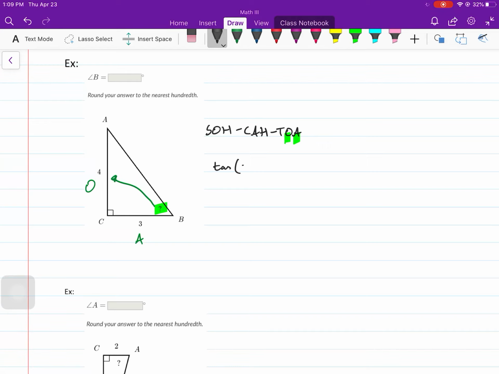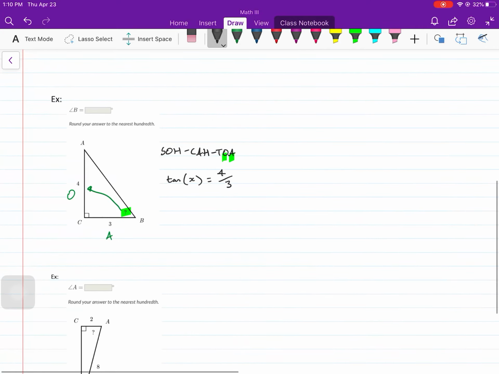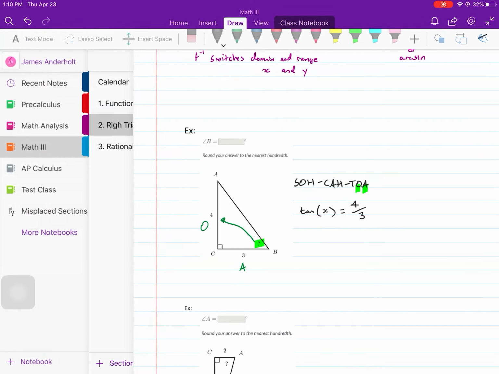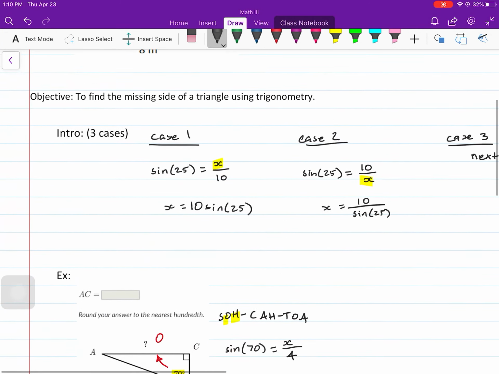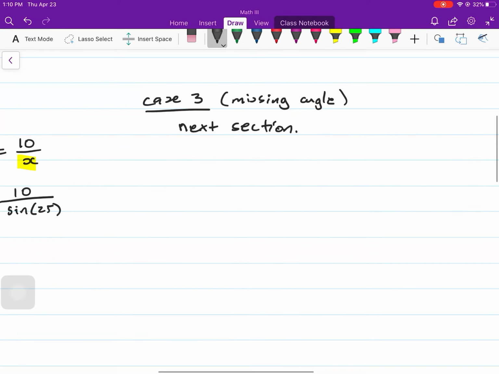So we're going to use tangent. Tangent of question mark, so I'll put x, equals the opposite over the adjacent. So how do we solve for x? What we're going to use is the inverse tangent. So case 3, if we go back to case 3, remember we had the 3 cases in the past section. So case 3 is this.